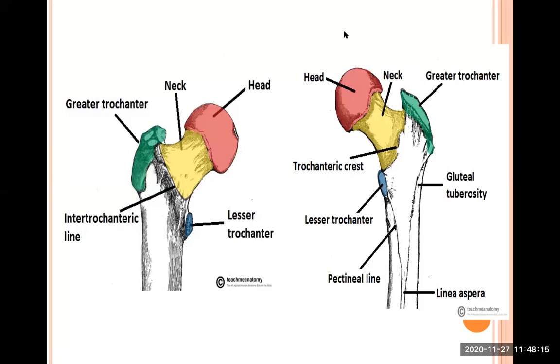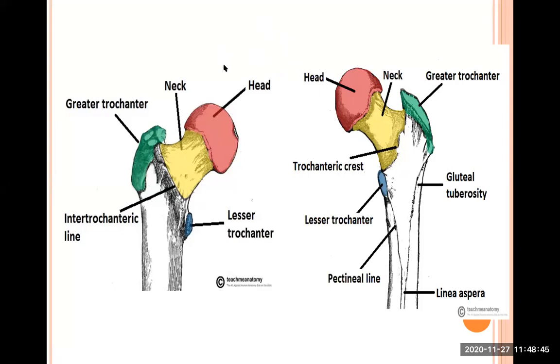So let us repeat again, because you have done this anatomy a long time ago, so probably you have forgotten. Head of the femur, neck of the femur, greater trochanter, lesser trochanter, and intertrochanteric line. This is the shaft of the femur. Now, if we see the femur from the posterior side, the proximal part of the femur, then this is known as the intertrochanteric crest or simply trochanteric crest.